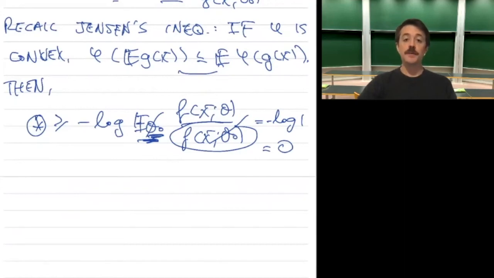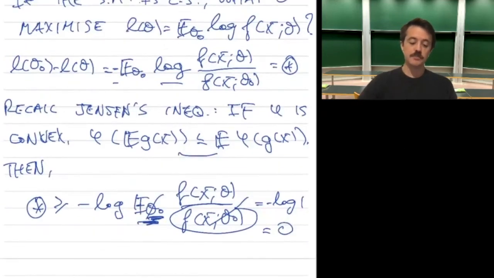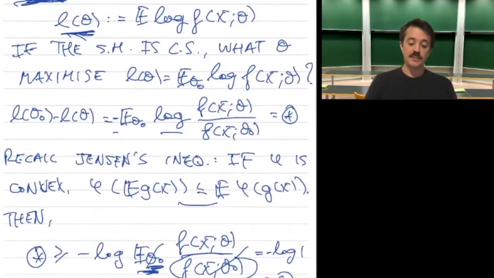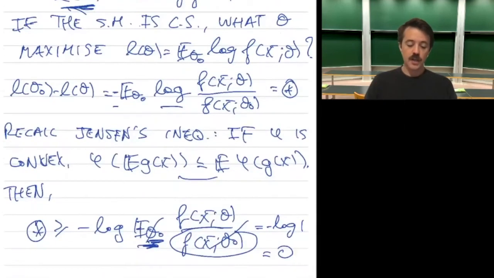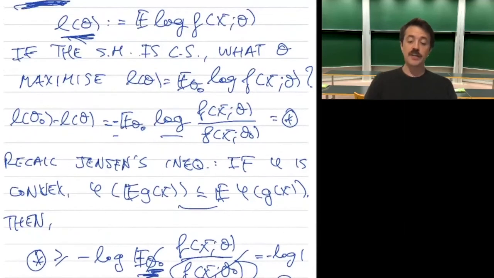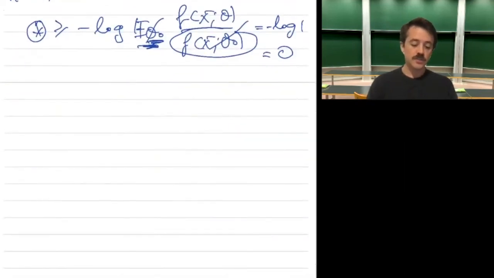So theta naught maximizes L, and we haven't really used a lot of assumptions here. We simply have that the model is correctly specified. That is it. So maybe let's just go to the next page. So this means that, as I was just saying, this is a maximizer.